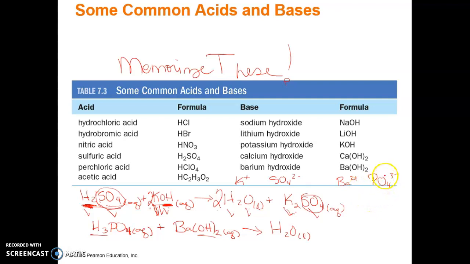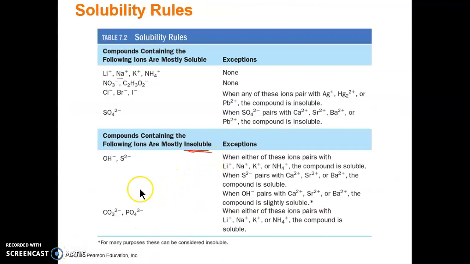And so how would these guys go together? I would do the crossover rule here. I would need 3 bariums and 2 phosphates. So that would go like this: Ba3(PO4)2. I pulled up the solubility rules real quick here to show you that phosphate is insoluble.